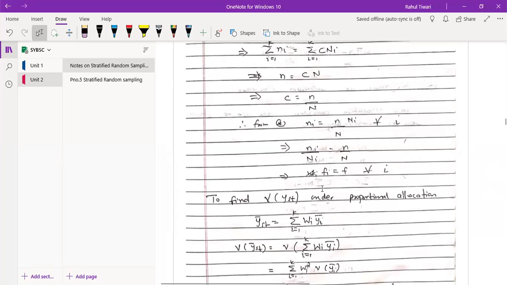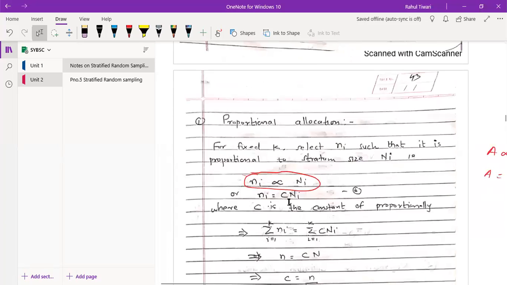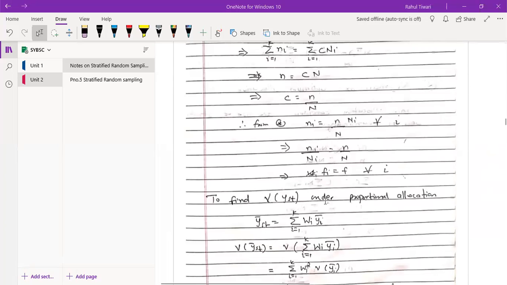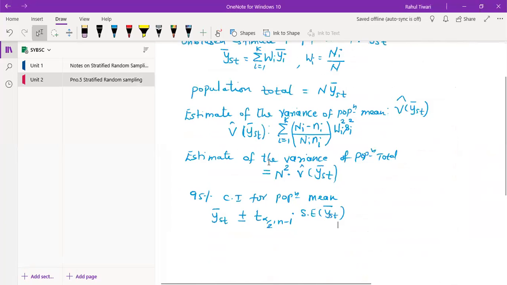Okay. So under this location, we have also the Ni formula. What is the Ni formula? Let's take it down under proportional location.